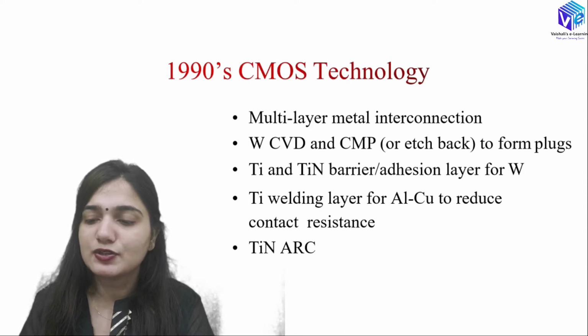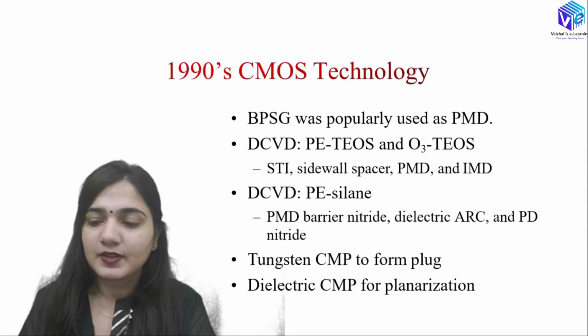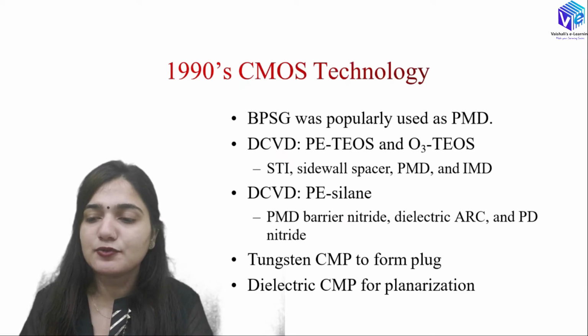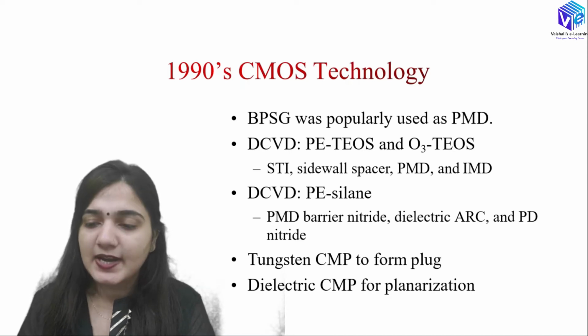Titanium welding layer is used for the aluminium copper to reduce the contact resistance, and at last we were using the titanium nitride ARC, right? After that we were using the borophosphosilicate glass, which was popularly used as a pre-metallic dielectric, and we were using the DCVD with the PE TEOS and the ozone TEOS for the STI, sidewall spacer, PMD and IMD formation.